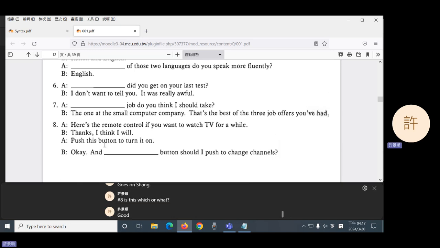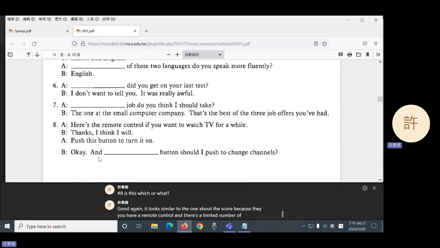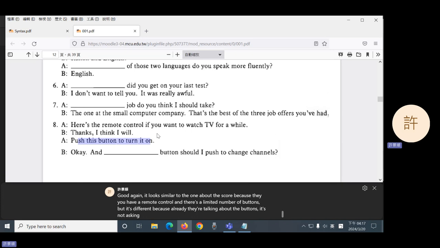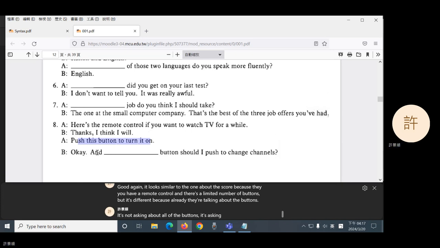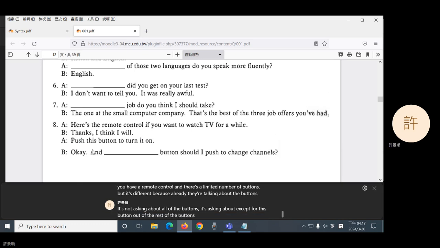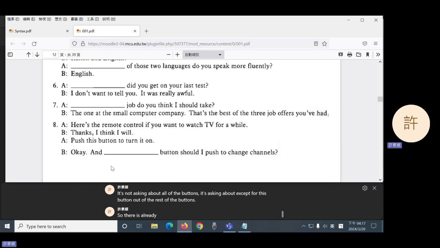Good. Again, it looks similar to the one about the score, because like you have a remote control and there's a limited number of buttons. But it's different because already they are talking about the buttons. It's not asking about all of the buttons. It's asking about, except for this button, out of the rest of the buttons. So there is already a limit in the question. So the answer is which button? Okay, good. Questions about this page?